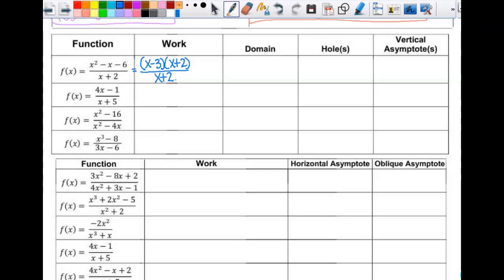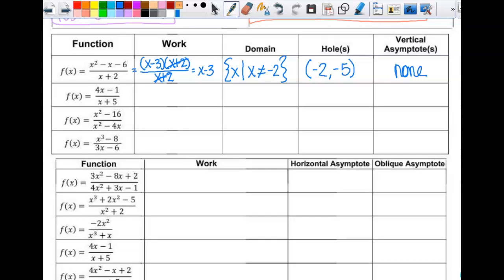So our domain, the only thing that affects our domain are vertical asymptotes and holes. Here I have a hole. This cancels out, so the x value for the hole is at a negative 2. And that means my domain is the set of all x's such that x cannot equal negative 2. Right? And then my reduced function is just x minus 3. Substitute the negative 2 in there, you get negative 2, negative 5. There is not a denominator, so there are no vertical asymptotes.